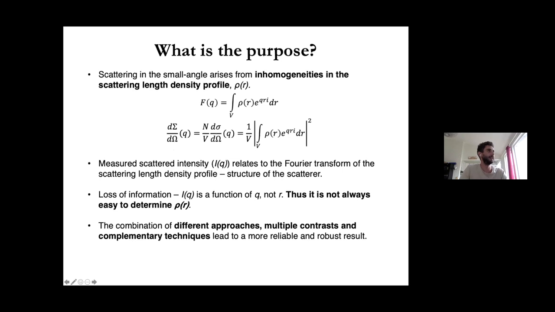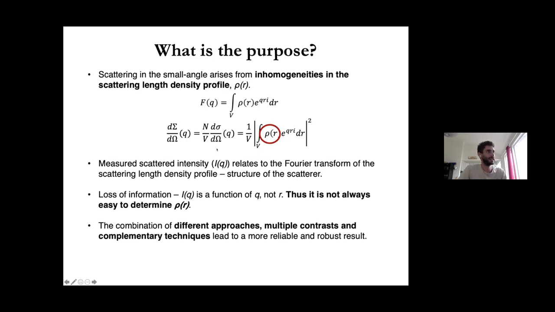Basically, in small angle neutron scattering, we are looking at inhomogeneities in the scattering length density profile. So we have this amplitude of the form factor, and we have this scattering length density profile, which is actually what we want to determine, because by knowing this we can extract the structural information of the dispersed particles or mesoscopic structure.